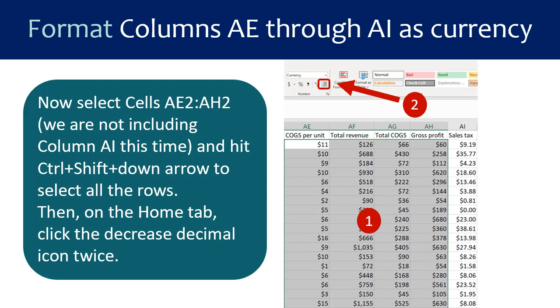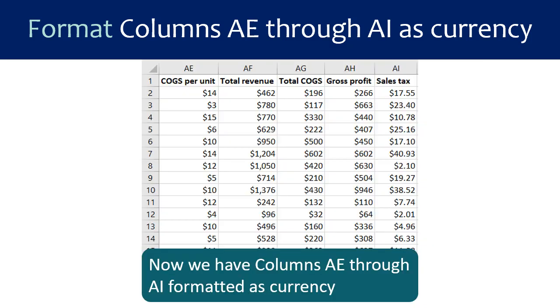Now select cells AE2 through AH2. We are not including column AI at this time. And hit Ctrl plus Shift plus down arrow to select all the rows. Then on the Home tab, click the decrease decimal icon twice. Now we have columns AE through AI formatted as currency.